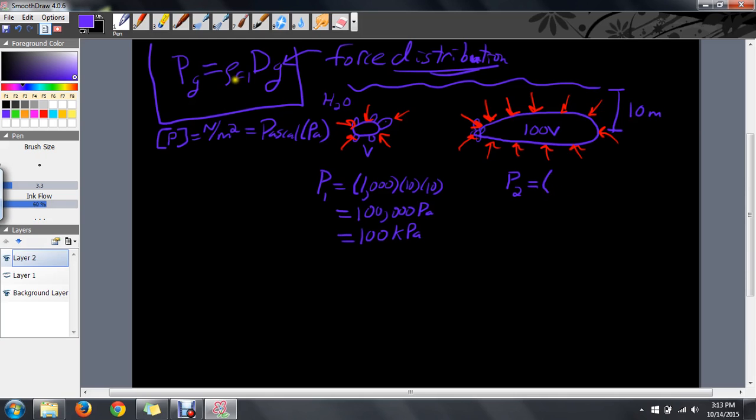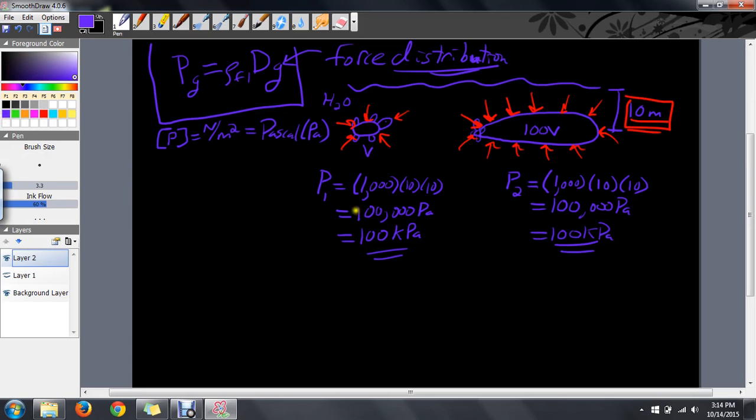Or, if you trust the equation, look, did the density of the fluid change? Absolutely not. Did the depth change? Absolutely not. Did gravity change? Absolutely not. So both are 100,000 pascals, or 100 kilopascals. Pressure only depends on the density of the fluid and, most importantly, the depth.